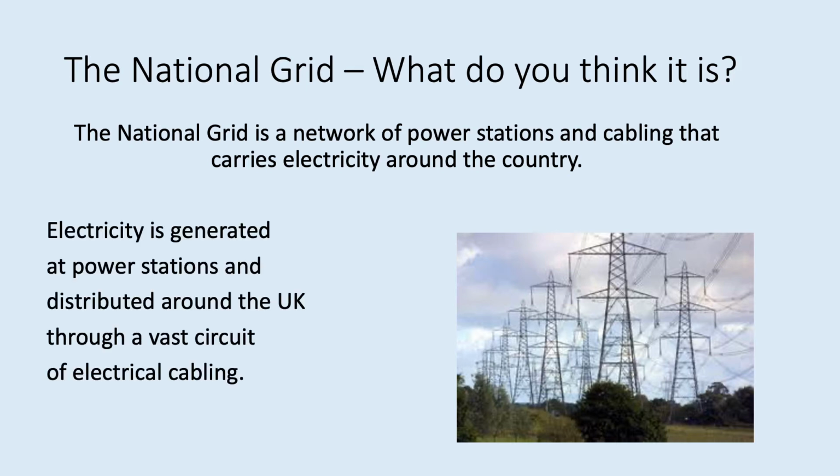Okay, so electricity is generated at power stations and distributed around the UK through a vast circuit of electrical cabling. So I suggest you copy in that definition of a national grid, and you can copy in the electricity generated sentence as well. I'll give you some time to do that. I'd suggest pause the video and then we will move on.